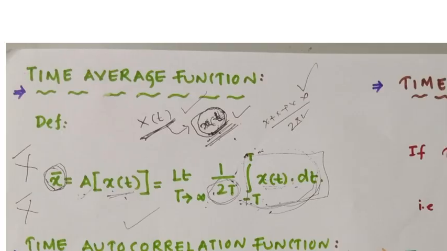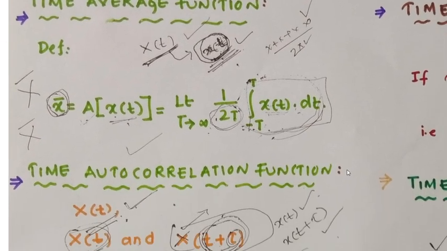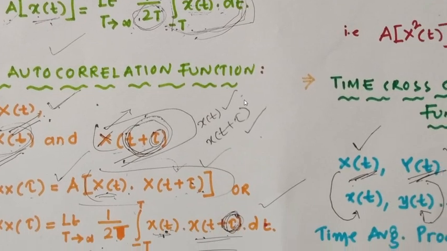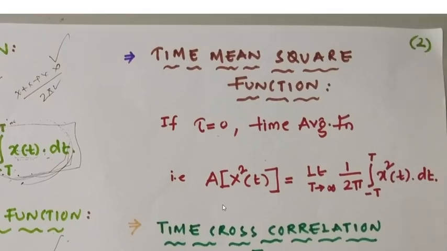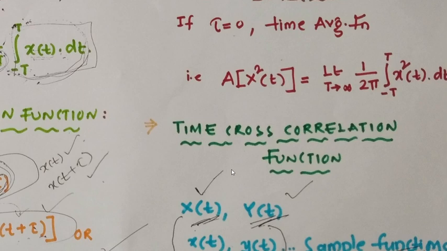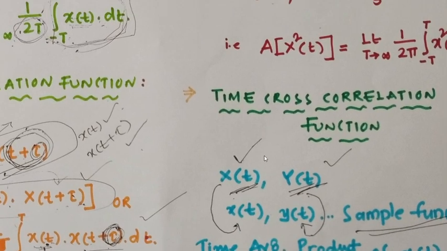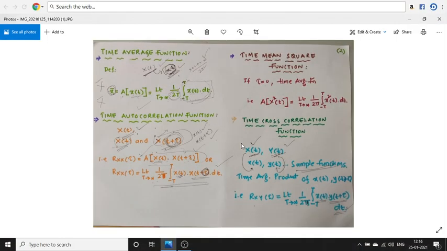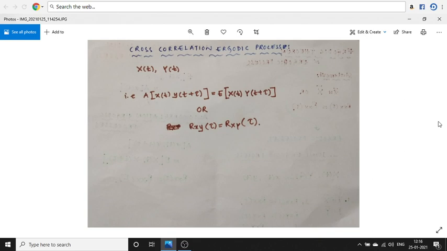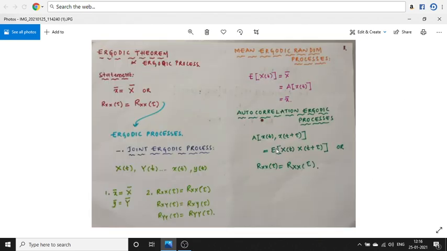So just now I have explained the time average function, the autocorrelation function, the time mean square function and the time cross correlation function. These are the four types of function we just discussed. Next we will go with another function, and with these four functions the time functions will be completed.